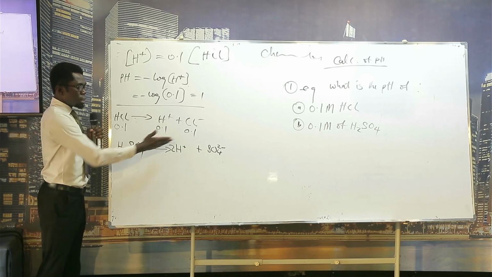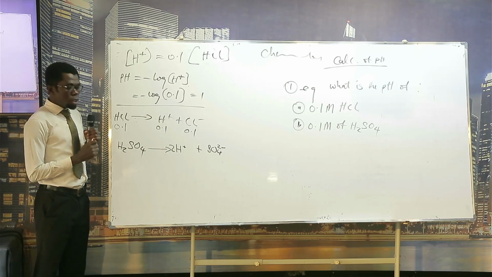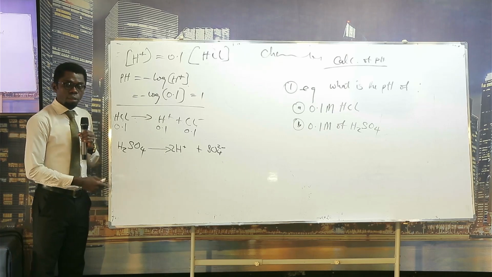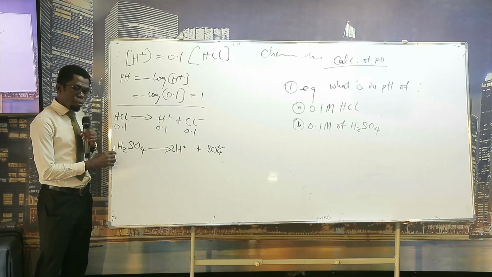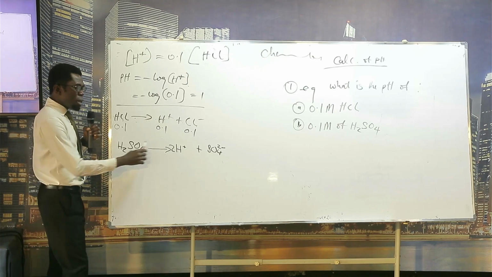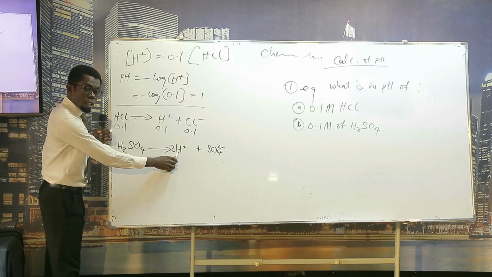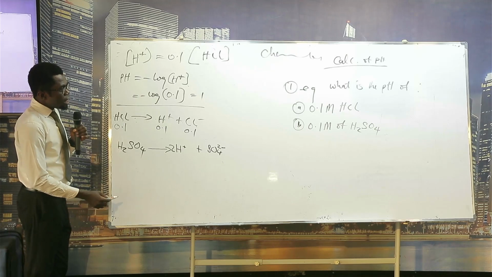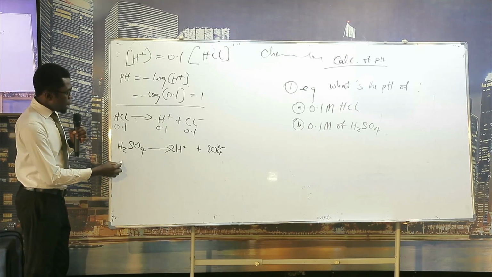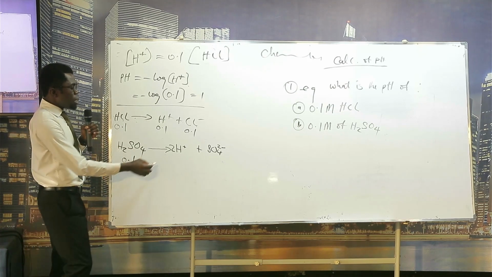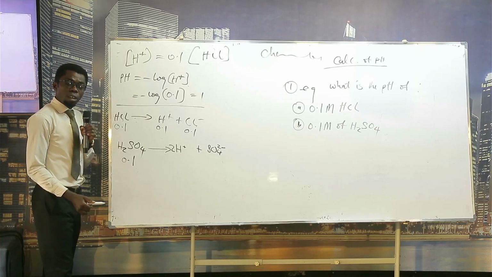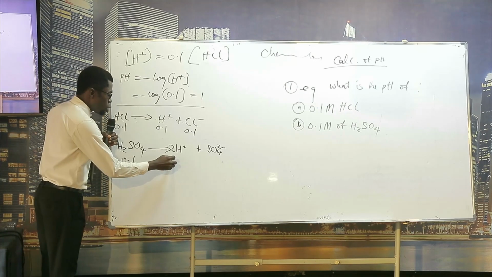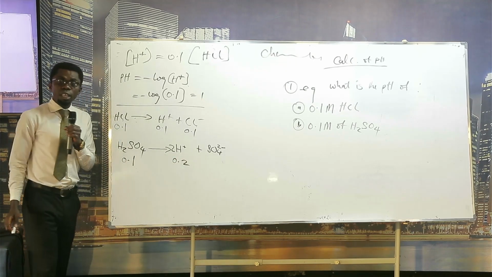Okay, let me assume that you understand what I did here. So this equation is balanced. It means that 1 mole of this will give us how many moles of this? 2. So from this equation, if I have 0.1 mole of this, how many moles of hydrogen will I have? 0.2. Thank you very much.